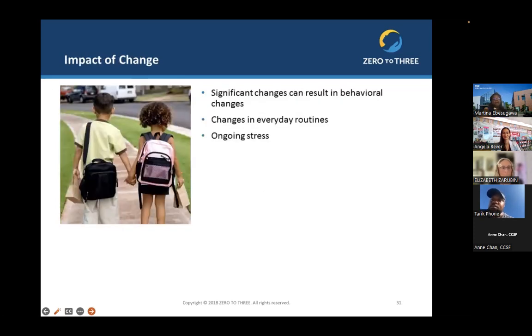The other thing that affects behavior is significant changes can result in behavioral changes. Changes in everyday routines and ongoing stress can also affect. So, for example, if we're teachers who like to change up our classrooms all the time, this can also have an effect on children. Or if we don't keep our routines going for young children, this can also have an effect as well.